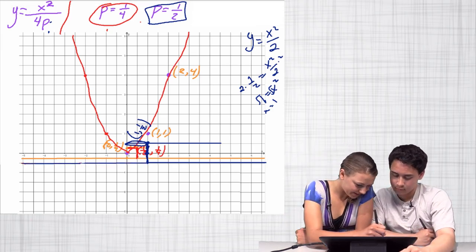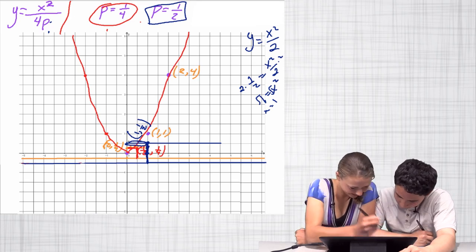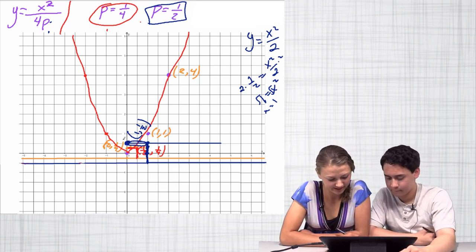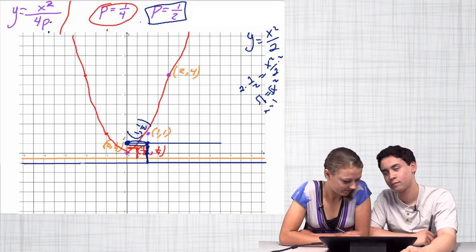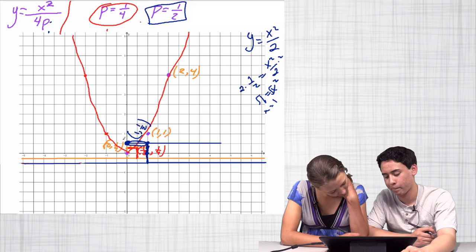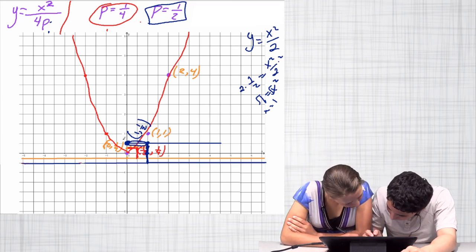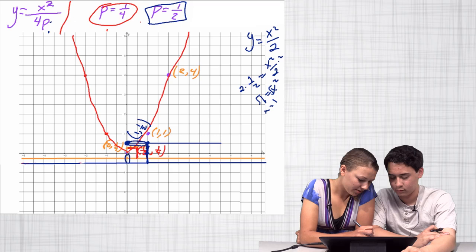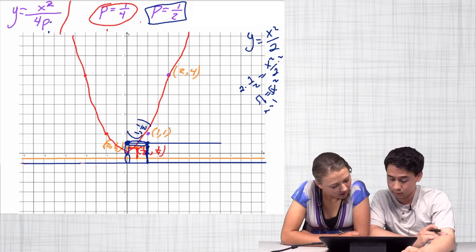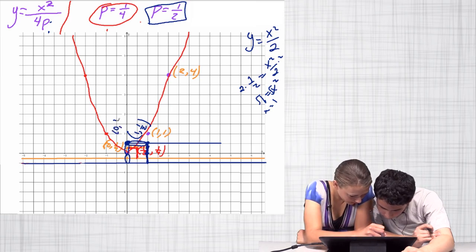And then our new focus is right here. That's the new focus. So what's the p-value? What's the distance from the origin to the focus? 1/2. So then that's 1/2 and then that's 1/2. And what's the coordinates for the focus? The focus is 0, 1/2.